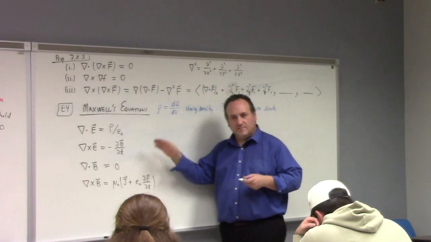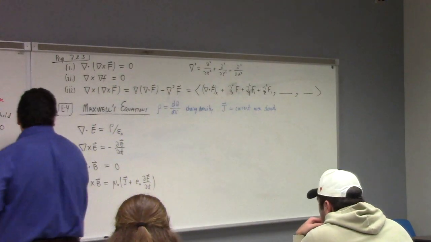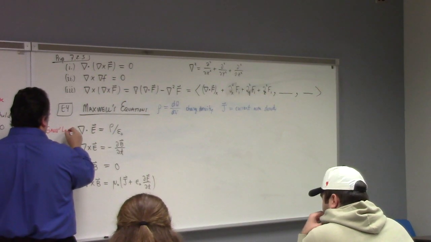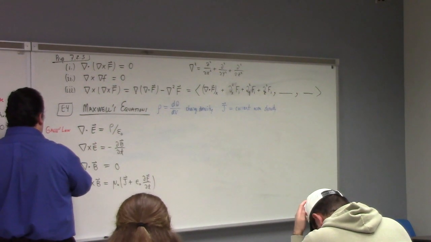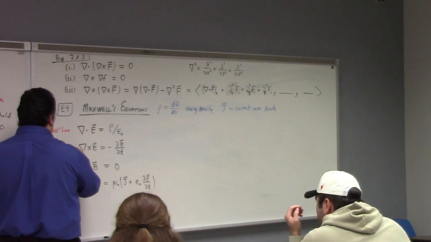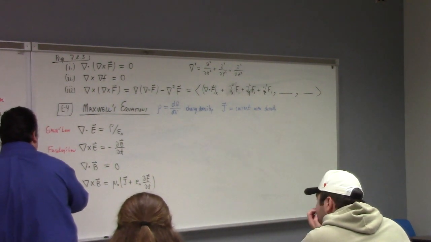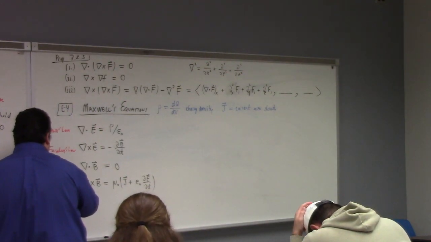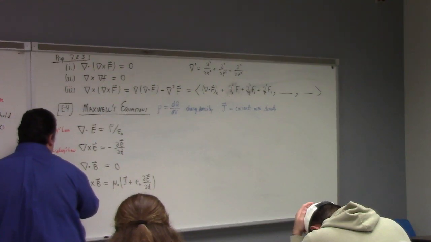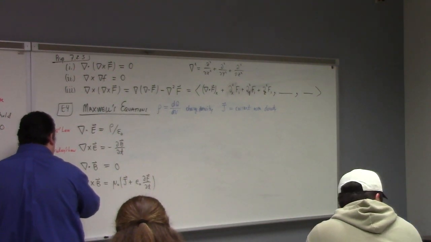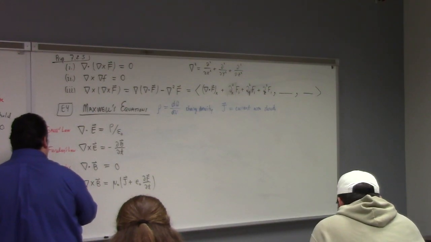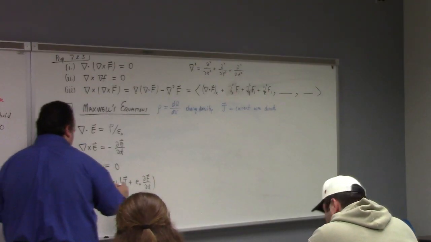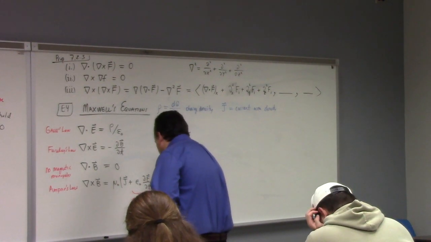Do you guys know the names of these? I don't know why you would, but maybe you had a really good physics teacher in high school. The first one is called Gauss's law. This one is Faraday's. This one is no magnetic monopoles. And the last one is Ampere's law, with this right here being Maxwell's correction.